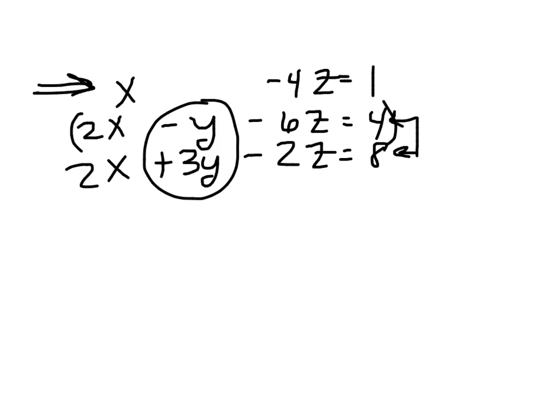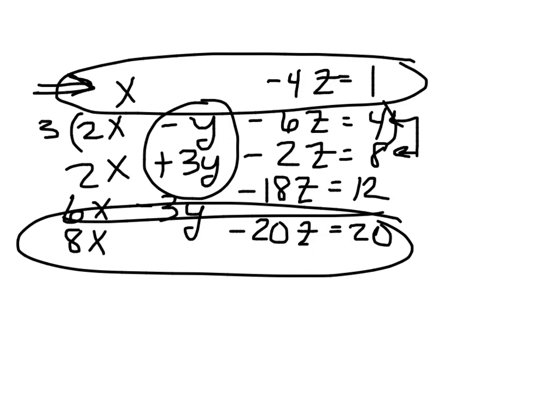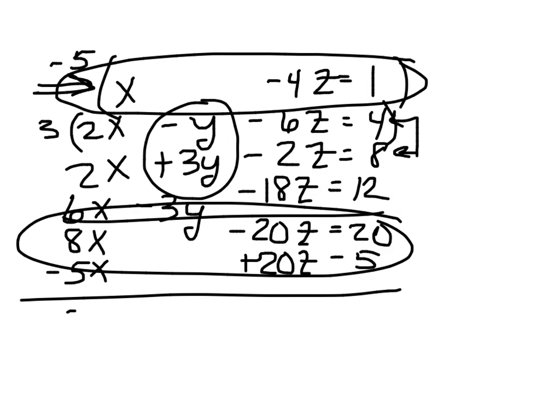So just to show you what happens there, if I multiply all this by 3, I get 6x minus 3y minus 18z equals 12. Go straight down, I get 8x. Y's cancel. Minus 20z equals 20. Now I can use this equation and this equation because they both have x and z, and then I can get rid of it. If I multiply the top one by negative 5, I get negative 5x plus 20z minus 5. I get 3x equals 15. Divide by 3. X equals 5.